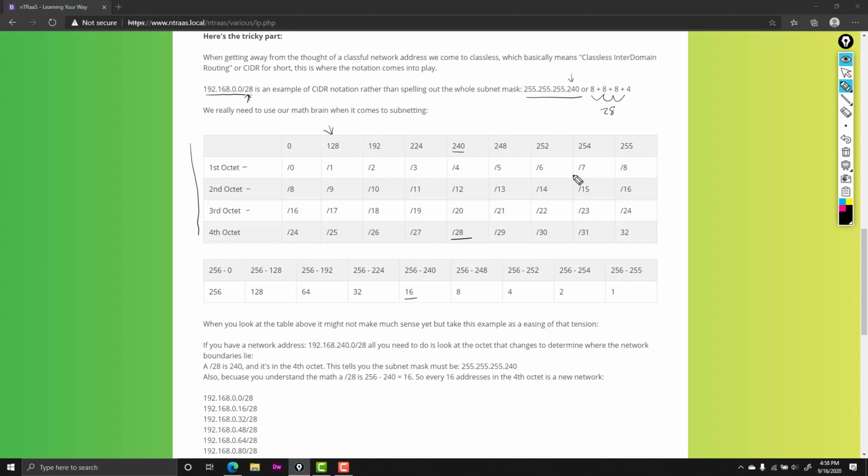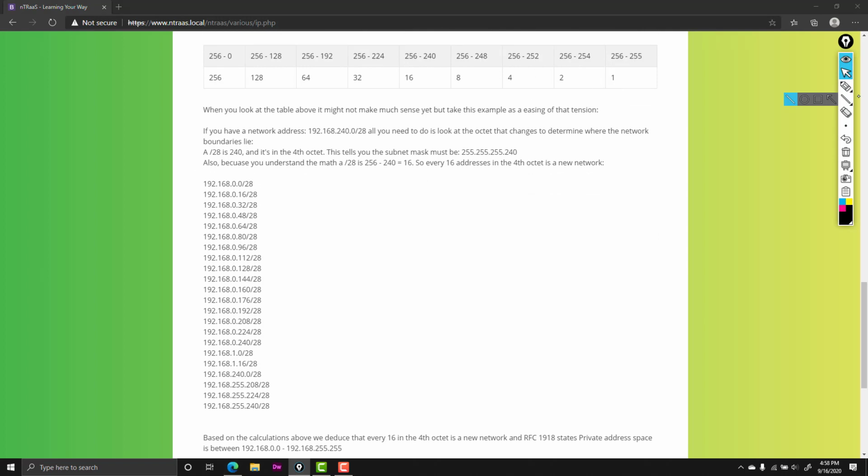Moving down a little bit, we're going to talk about what this /28 provides for us. A /28 is 240 in the 4th octet. Because you understand the math, the /28 is 256 minus 240. So every 16 addresses in the 4th octet is a new network. Here's a nice little flow of all of the IP addresses that are in different networks.